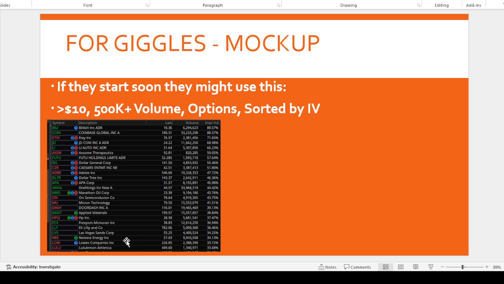Las Vegas Sands, again, another gambling related stock, and then NextEra Energy. These two may or may not make it in. And they have Lowe's, so this could probably make it in. And then Lululemon could potentially make it in.